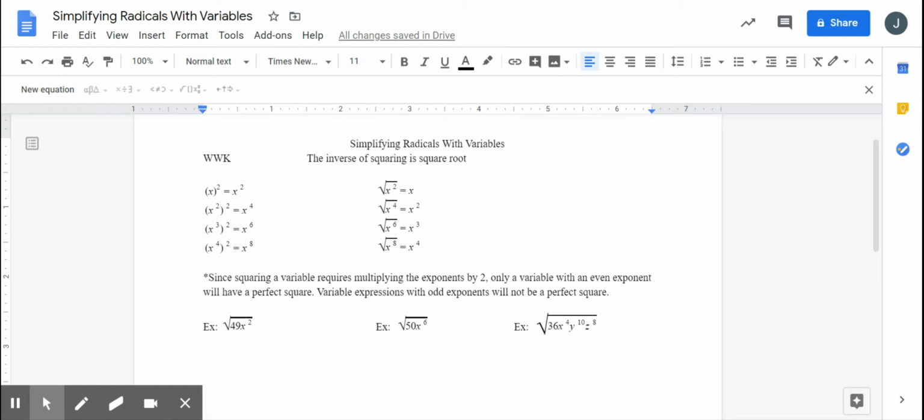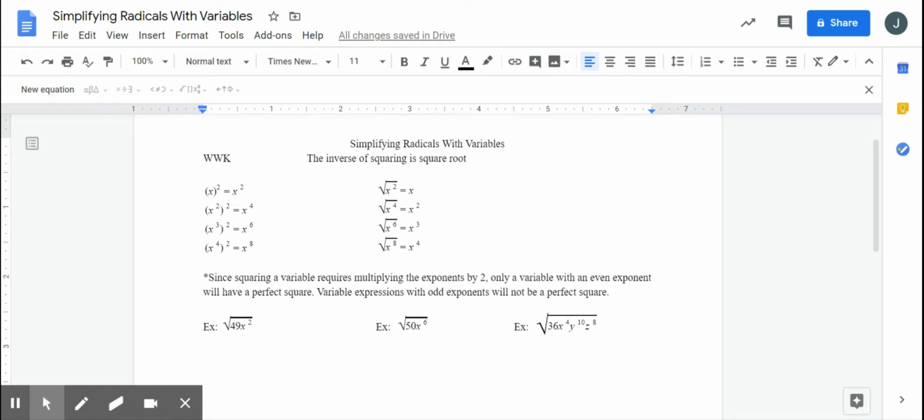All right, take a look at x cubed. X cubed squared is going to be keep the base, multiply the exponents. 3 times 2 is going to be x to the sixth. Okay, so therefore, if x cubed squared is x to the sixth, the square root of x to the sixth is going to be x to the third. And I think you'll see the pattern after this. If you don't already see it by now, x to the fourth squared, keep the base, multiply the exponents. 4 times 2 is x to the eighth. Okay, so the square root of x to the eighth is going to be x to the fourth.